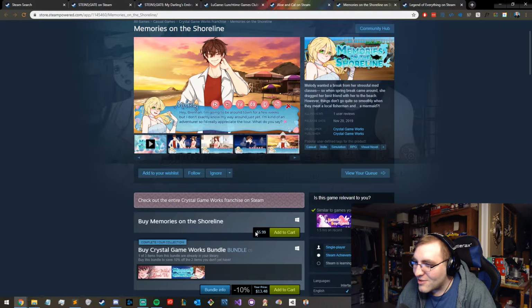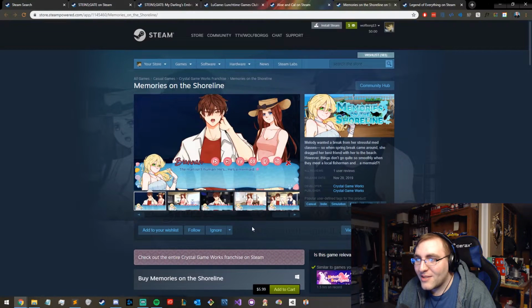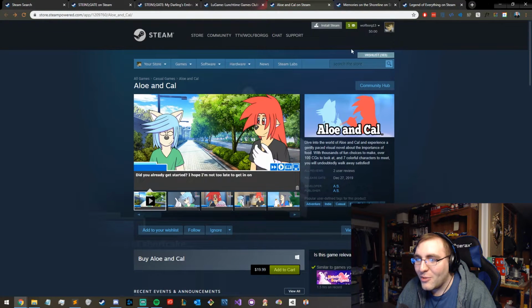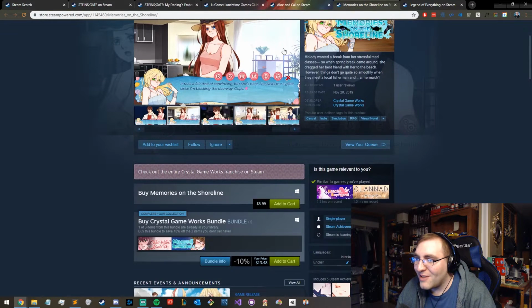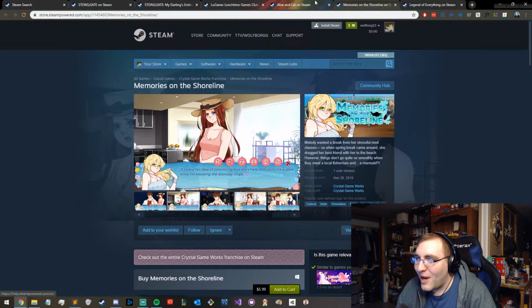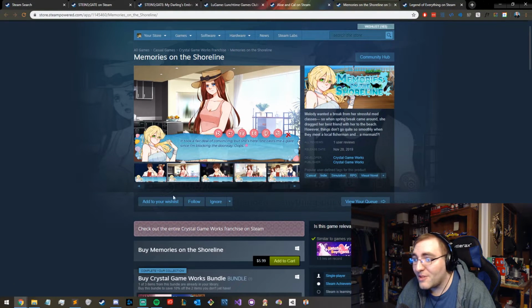And then you see it's only like $6. This is $6. You compare that price to Aloe and Cal, this is like $20 and didn't interest me at all from the trailer. This is a no-brainer after I just looked at that, you know? If I'm comparing this compared to that, which would you rather get? If you're looking at both these pages, you'd obviously rather go with this.